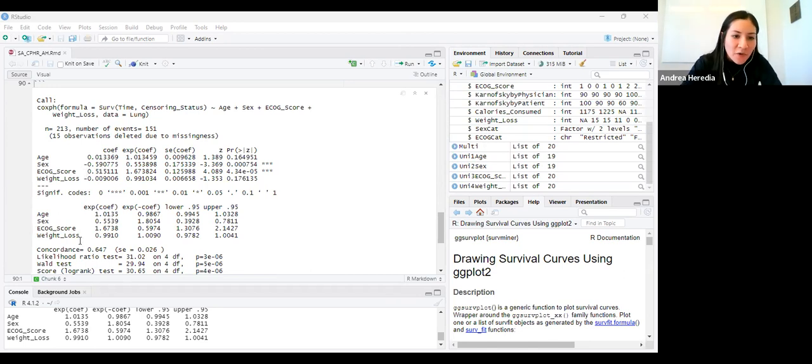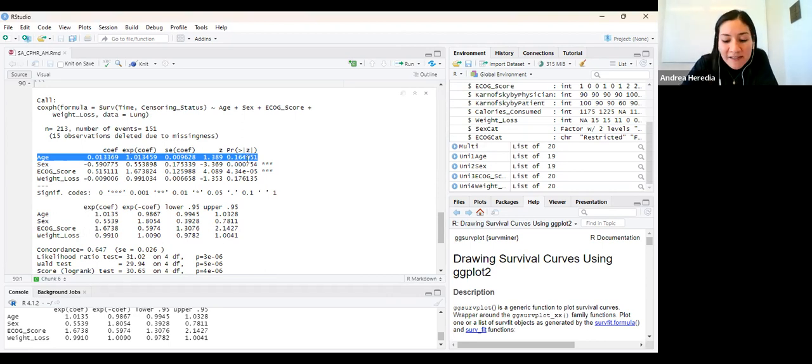Okay, so the ECOG score, 1.67. A higher ECOG score is associated with poor survival. Again, if we look at our confidence intervals, it doesn't cross 1, so it is significant. And then we look at age, just because it was significant when it was the only variable included in the analysis. But of course, it changed once we included these other variables.